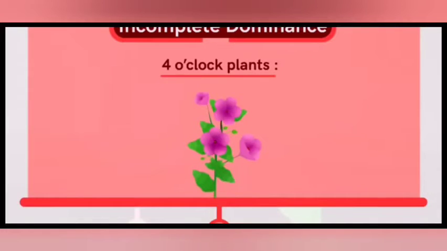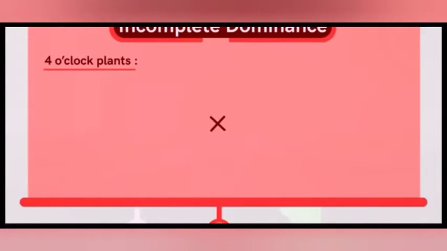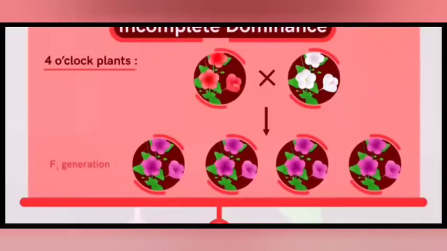Let us study it with the help of few examples. First one is 4 o'clock plant, which is called Mirabilis jalapa. In this plant there are red colored flowers which are dominant over white colored flower. When they are crossed, the F1 generation all are pink color. This means the red is not able to mask the white character, white trait. So as a result, the F1 generation shows the intermediate trait.